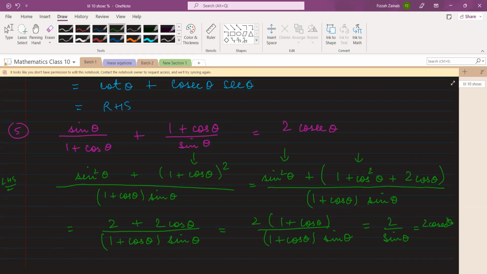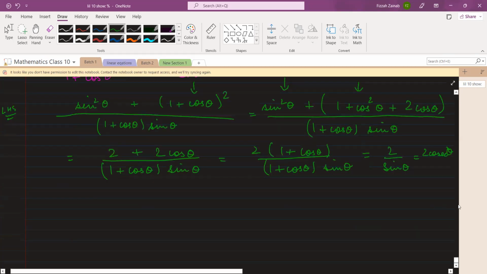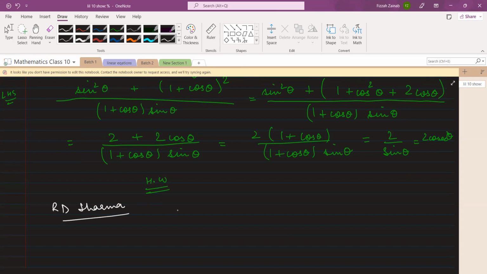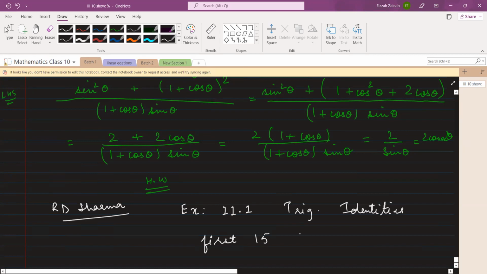So I think let's decide some homework. Both of you are having the R.S. Aggarwal book. So I'm giving you some homework from there, right? So this is exercise number 11.1, trigonometric identities. So the exercise is having around 40, 41 questions. So first 10 or first 15 questions can you try as a homework? Okay, ma'am. Please try to solve all the 15 questions at least. And if you can solve more, it's good. 15 or 20 questions, so that we can discuss in the next class wherever you get stuck. So that's your homework, right?